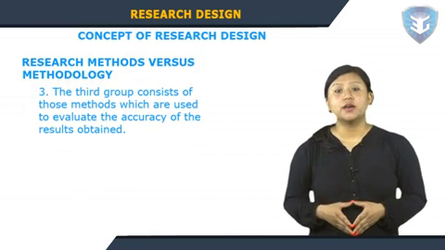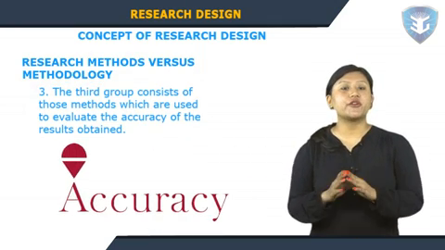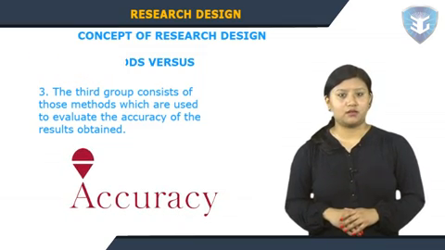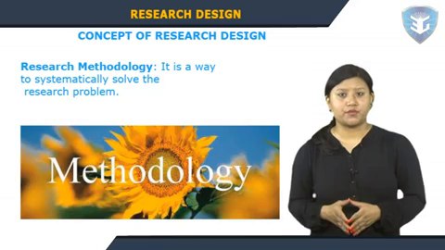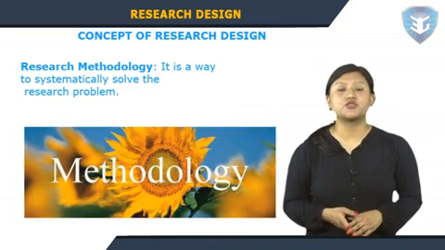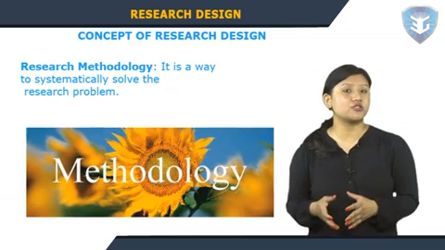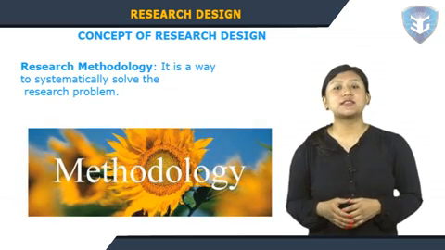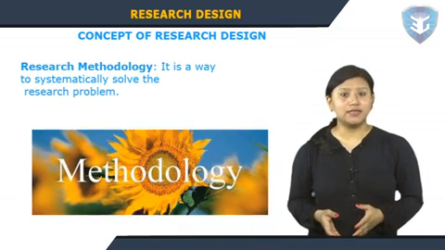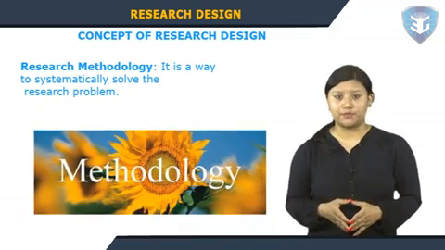The third group consists of those methods which are used to evaluate the accuracy of the results obtained. Research methodology is a way to systematically solve the research problem. It may be understood as a science of studying how research is done scientifically. It is necessary for the researcher to know not only the research methods or techniques, but also the methodology.